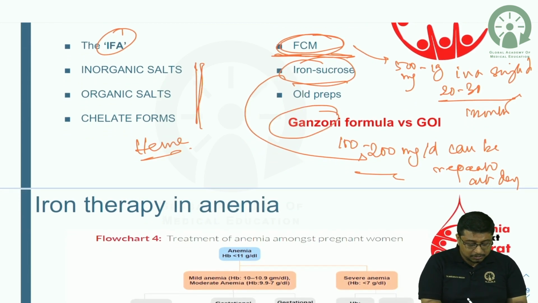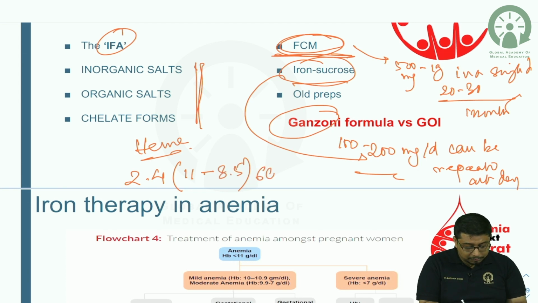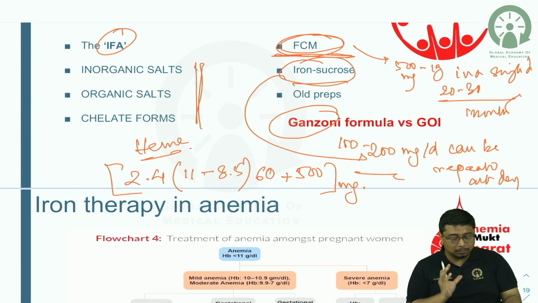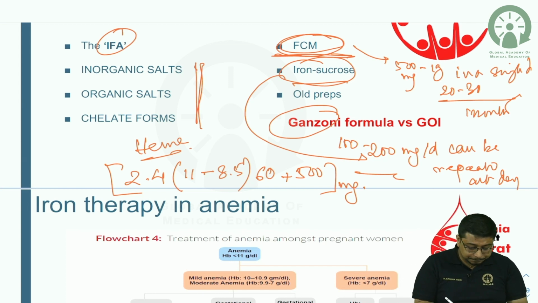You need to know the Ganzoni formula. Ganzoni formula is 2.4 times hemoglobin difference. That is, if my target hemoglobin is 11 and her hemoglobin is right now 8.5, into body weight, say 60 kg, plus 500 for stores. So this entire value in mg is the actual total dose. So like this we can calculate.